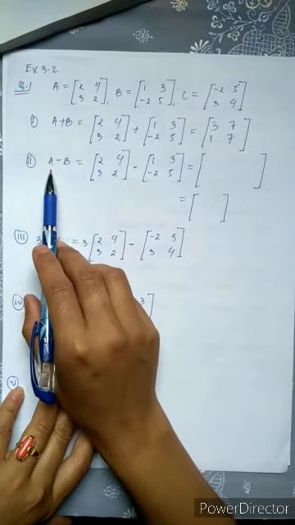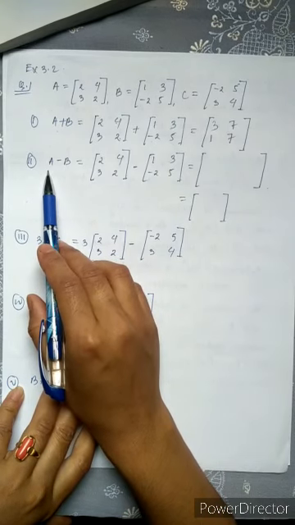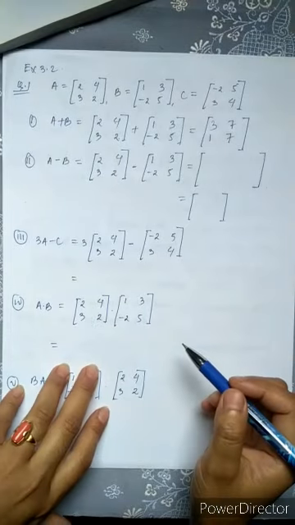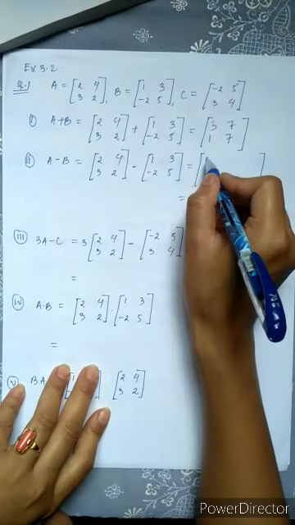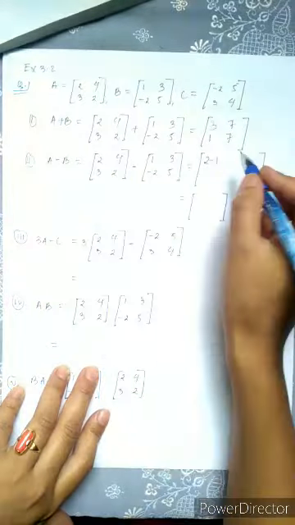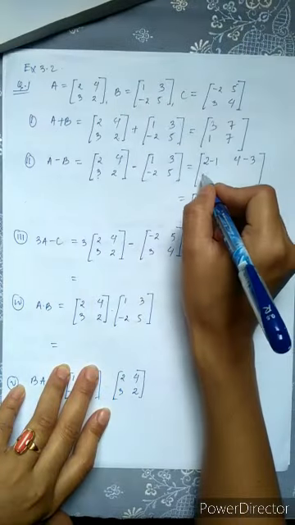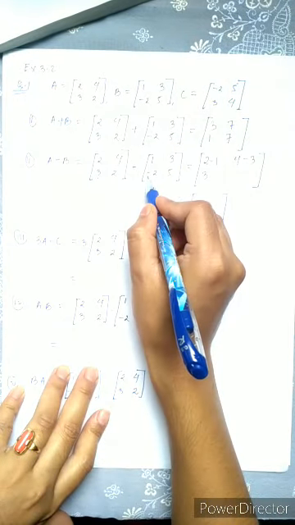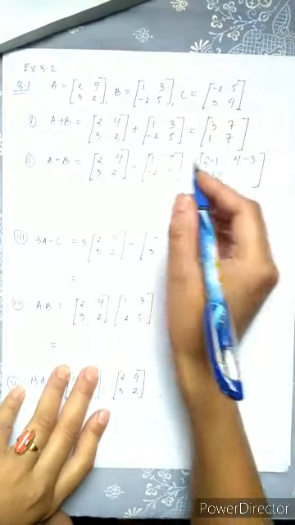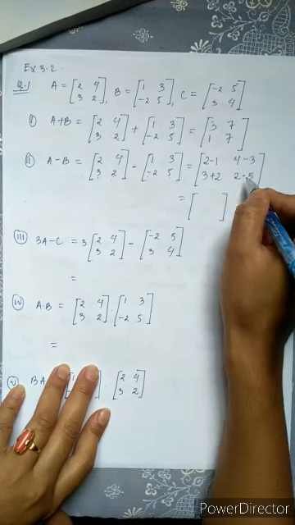For Roman number 2, find A minus B. Subtract elements of matrix B from elements of matrix A. First write 2. Its corresponding element is minus 1. Then write 4. Its corresponding element is 3. Write 3. Its corresponding element is minus 2. Minus minus is plus. Then write plus 2. Its corresponding element is plus 5. We have to write minus 5.